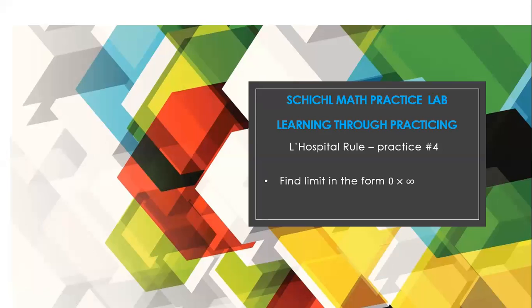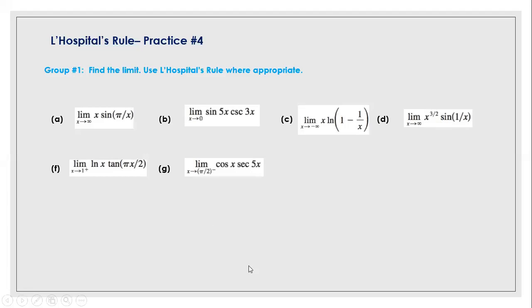And in this video, we still continue the L'Hopital's rule, and this is practice number 4. For the past few videos, we talked about the different forms of limits to which you can apply the L'Hopital's rule. In this video, we're going to focus on the limit of the form 0 times infinity. Those are the 6 problems we're going to talk about in this video.